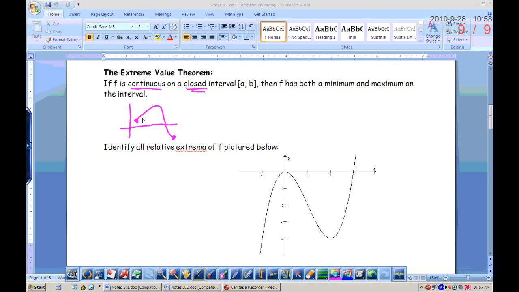So you've got a continuous function on a closed interval. The highest point would be your max, and the lowest point would be your minimum.